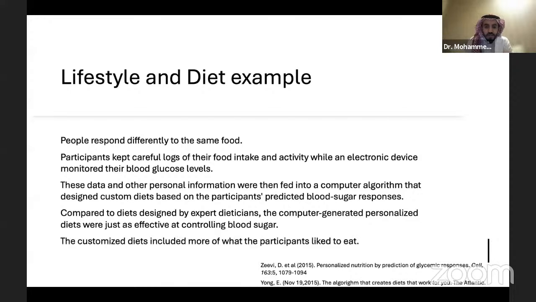And it showed that the customized diet, which included computer-generated information more than a human could generate, was more effective in controlling blood sugar. At the same time, the customized diet included things that the patient likes rather than what the physician wants the patient to eat.